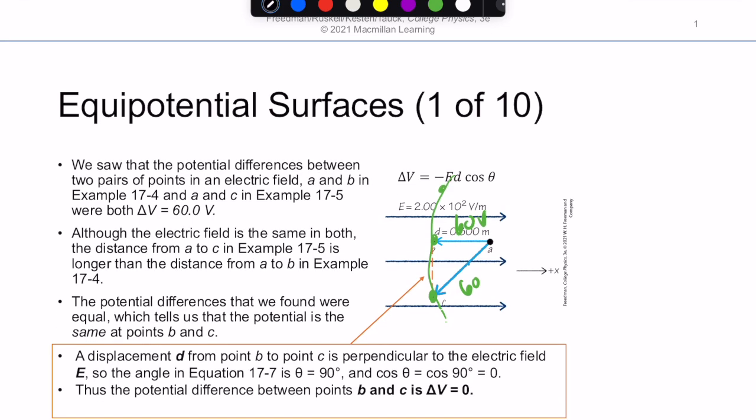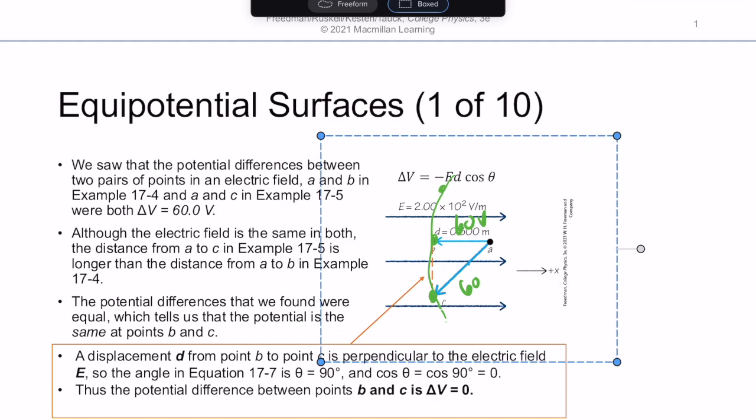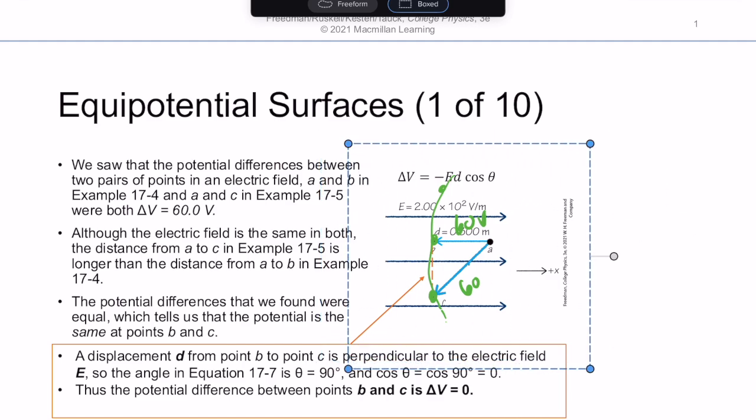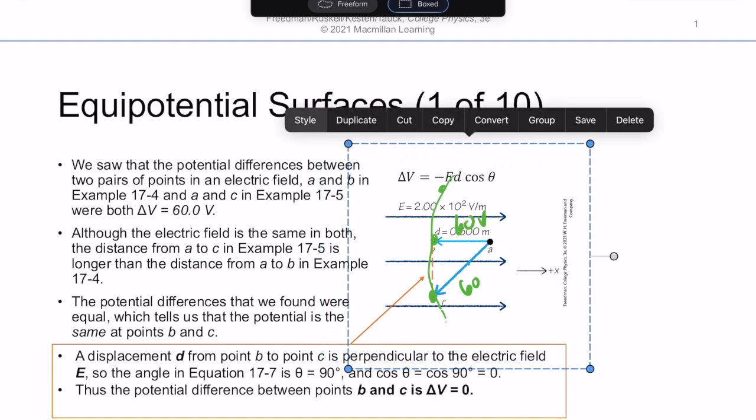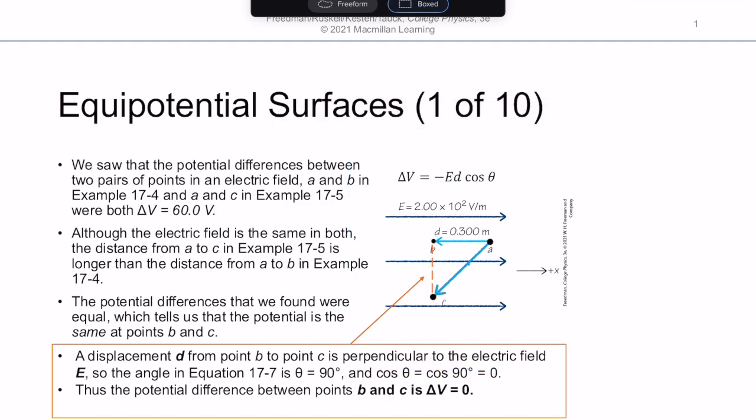So to kind of introduce you to equipotential surfaces, let's think back to an example that we had way earlier in this electric potential lecture series. So the very beginning of the previous lecture video, where we found the change in potential of a charge moving in an electric field. And we saw that we can express the change in potential in terms of electric field like this.